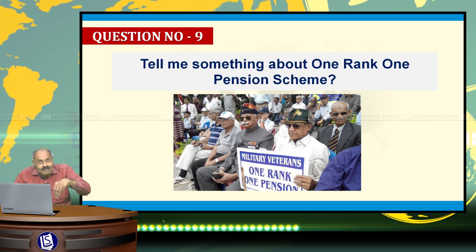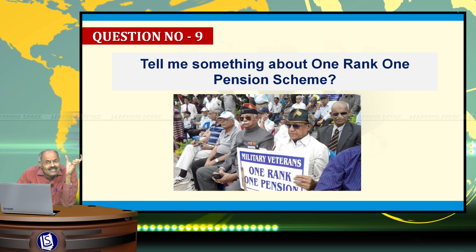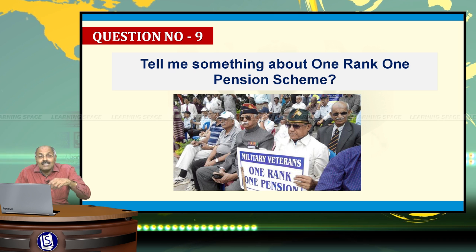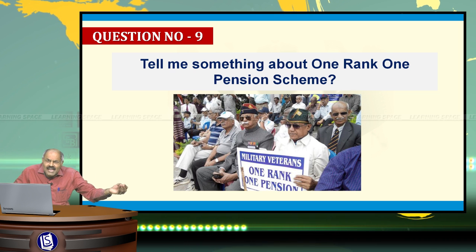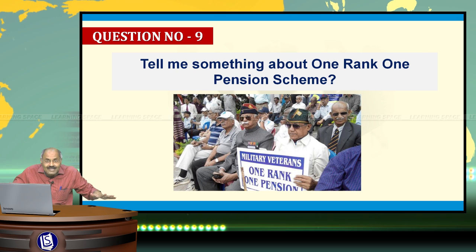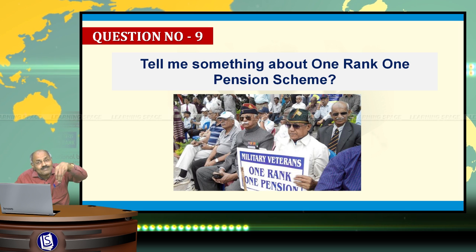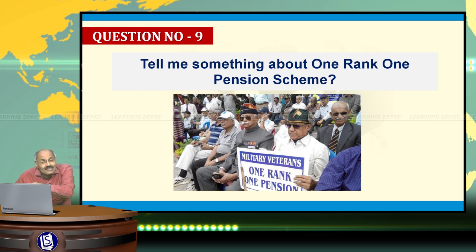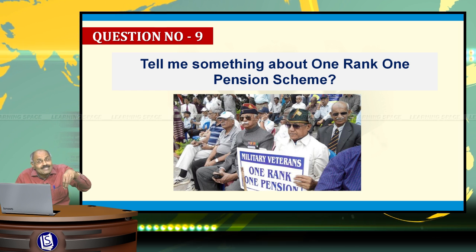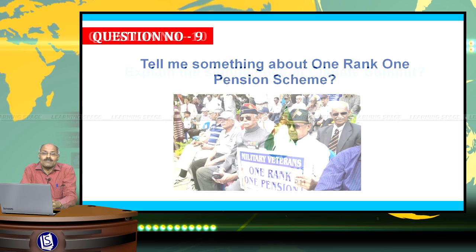Irrespective of the date of retirement, whoever put in the same length of service with the same rank should get equal pension. If somebody retired in 1980, somebody retired in 1990, somebody retired in 2000, it doesn't matter. All should get the same pension depending on the length of service and rank. That is the concept of One Rank One Pension, and the government in principle accepted it. Now the Narasimha Reddy Commission is looking into it.